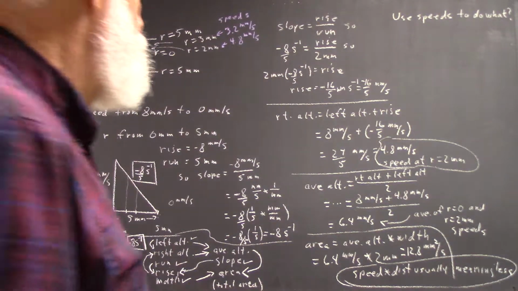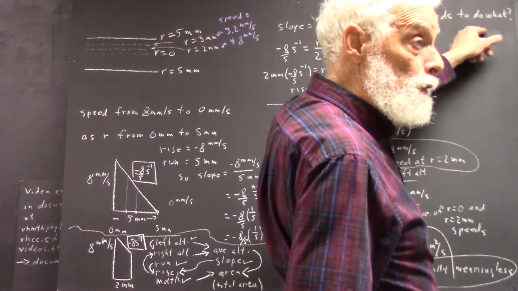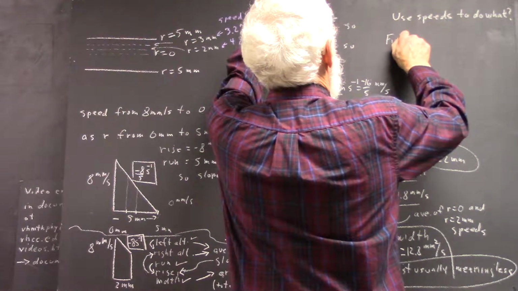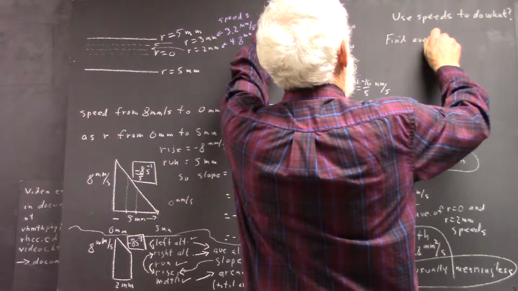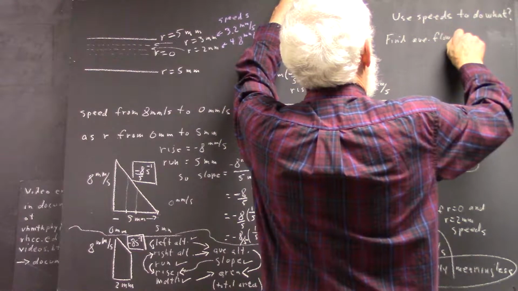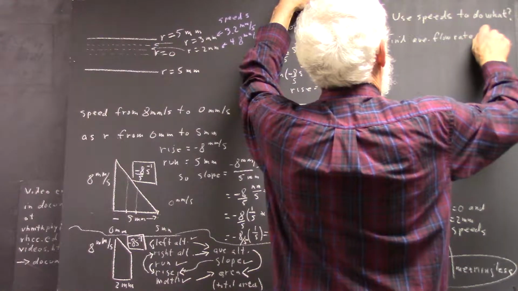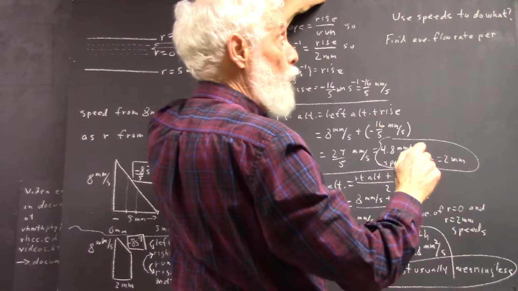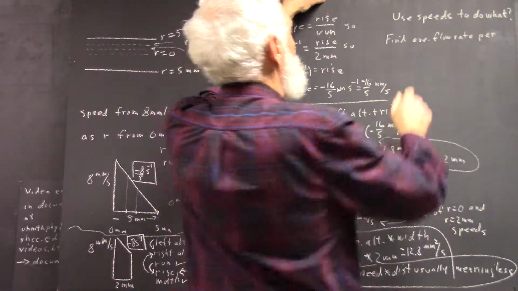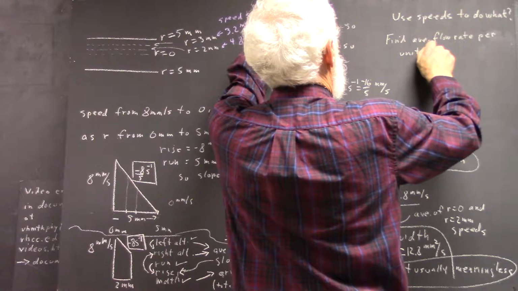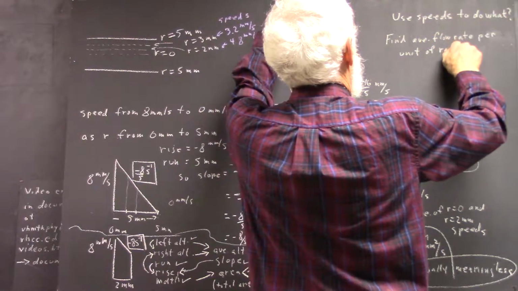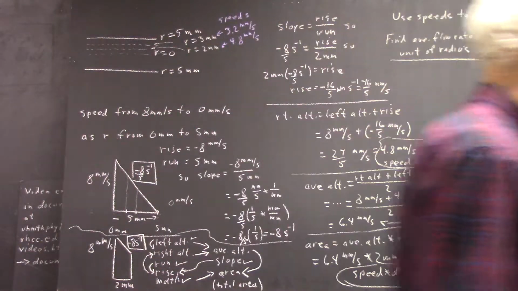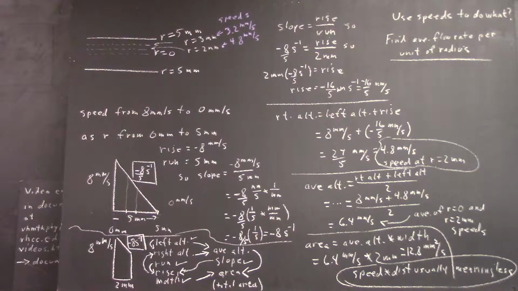Okay. Well, what's the next thing we have to do? We're given that the... find the average flow rate, right? Flow rate, right, per unit of radius. I believe that's the statement. Okay?